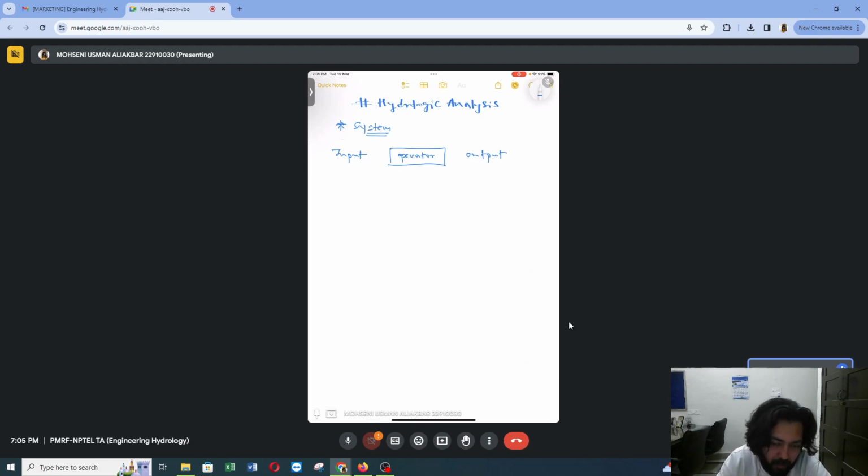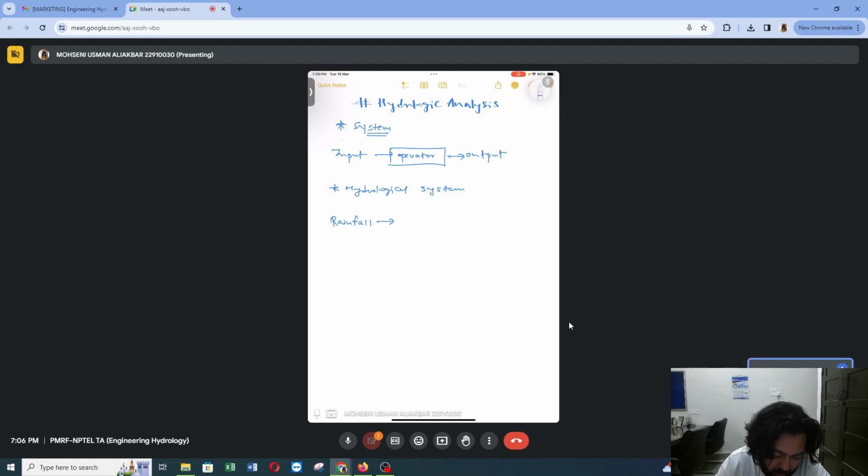But here we are talking about a hydrological system. A hydrological system will also comprise the three parts: input, operator and output. But the important thing to understand is that the input and output should be hydrological variables. If in any system the input and output are both hydrological variables, we call that system a hydrological system. For example, the input can be rainfall, which is a hydrological variable.